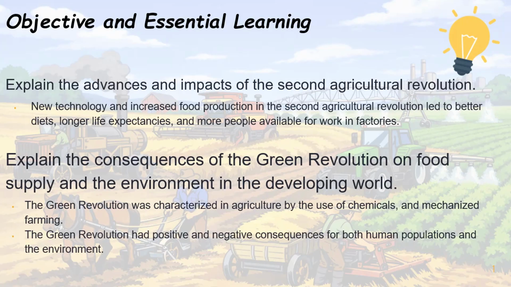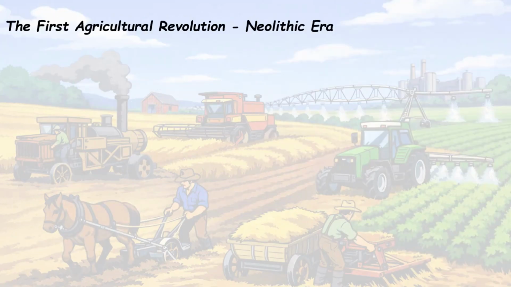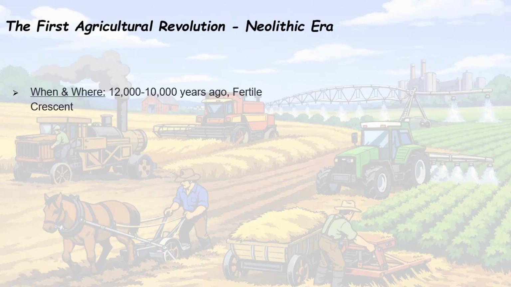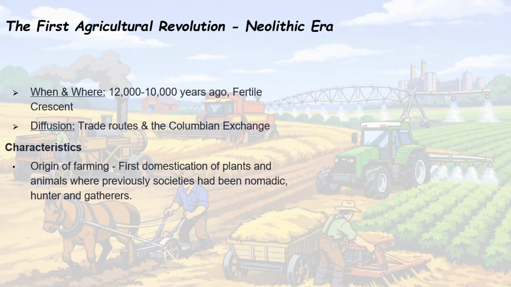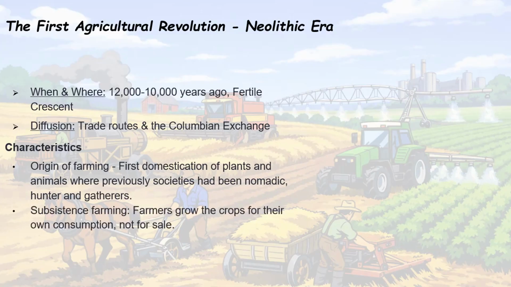Big picture thinking only. But before tractors, fertilizers, and GMOs entered the chat, humans had to figure out farming for the very first time. Humans really said, walking around hunting stuff is exhausting. What if we just grow it? This is the first agricultural revolution. Back in the Neolithic era, around 12,000 to 10,000 years ago in the Fertile Crescent. That region becomes the agricultural main stage.